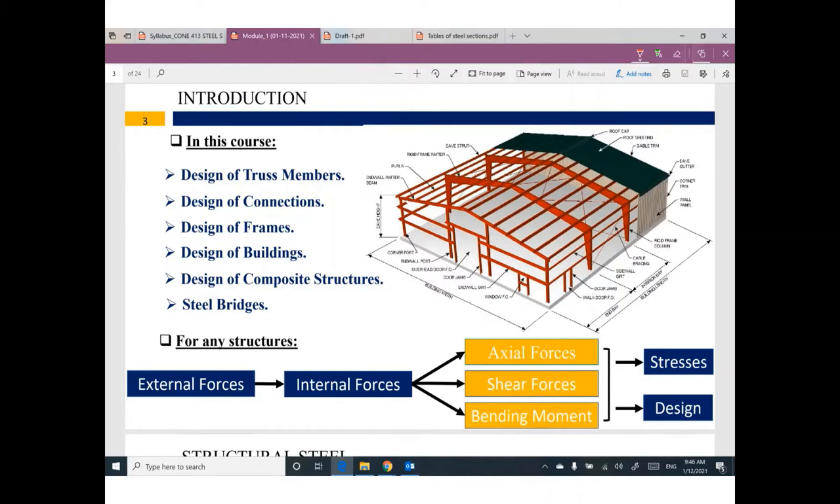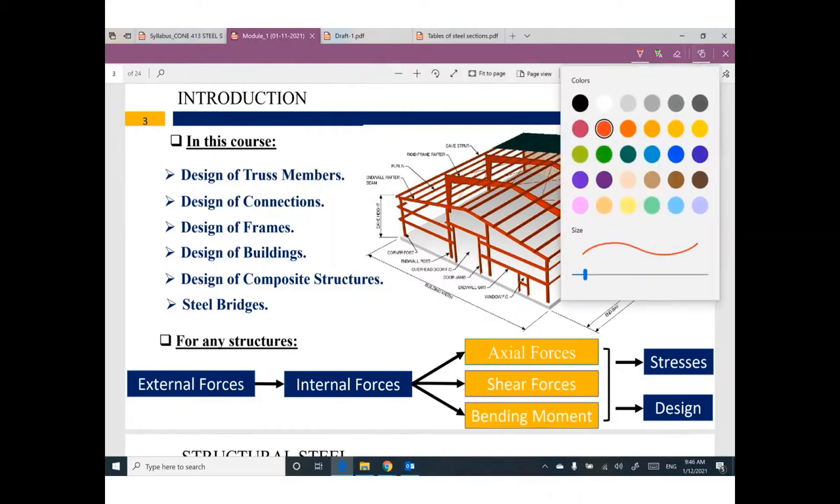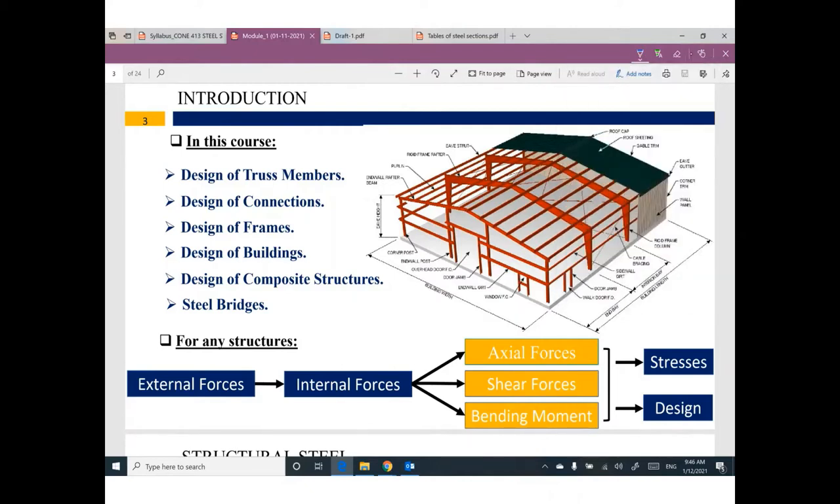Each component, we will learn how to design trusses, how to design connections between members, how to design frames, and how to design steel building. Probably this structure is called industrial building.